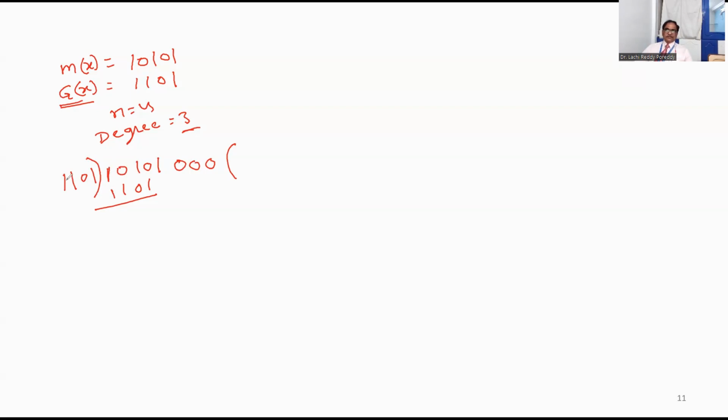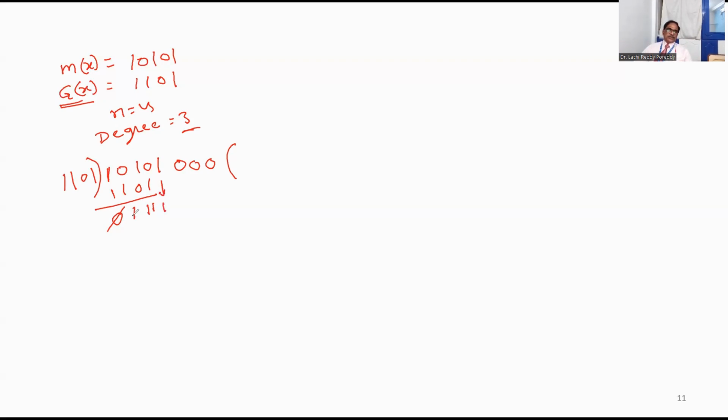As the MSB of the divisor is 1, the dividend MSB should be 1. Then without any problem, we can perform the division. Here the division is nothing but modulo division, or XOR operation. 0 and 1 is 1, 1 and 0 is 1, 0 and 1 is 1, 1 and 1 is 0. So this is ignored. Now 3 bits are there, so the 4th bit we are going to bring down.